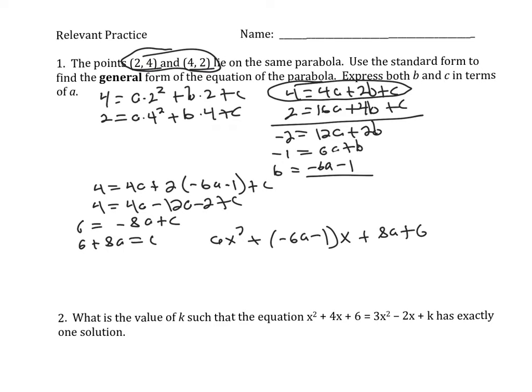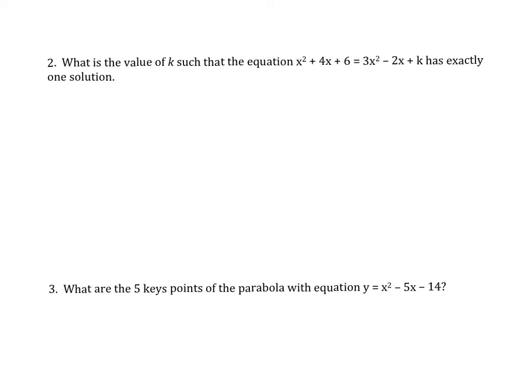Okay, what is the value of k such that the equation x squared plus 4x plus 6 equals 3x squared minus 2x plus k has exactly one solution? Okay, in order to do this, we want to set this up to be a quadratic with a set equal to a value of 0, which means we can then use the quadratic formula, and whenever we see a question about number of solutions, we know we're dealing with the discriminant of b squared minus 4ac.